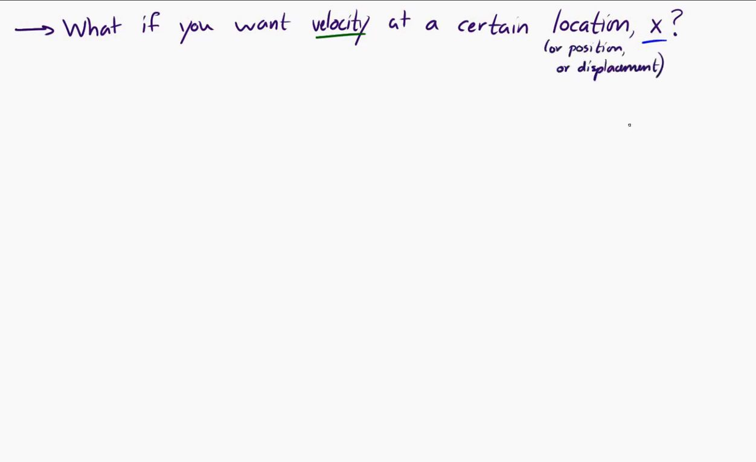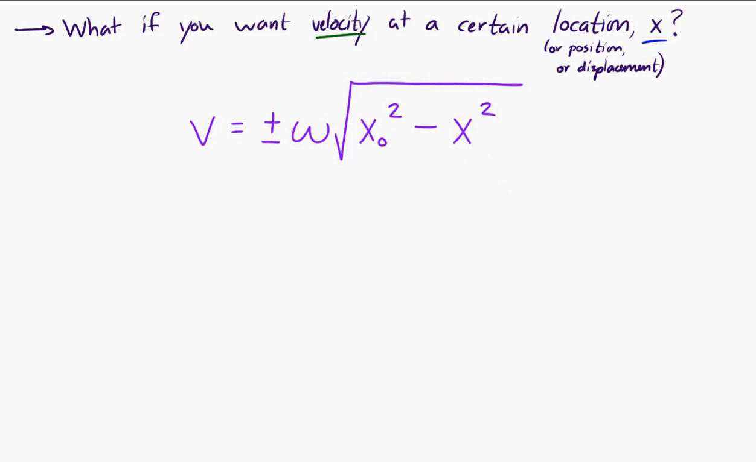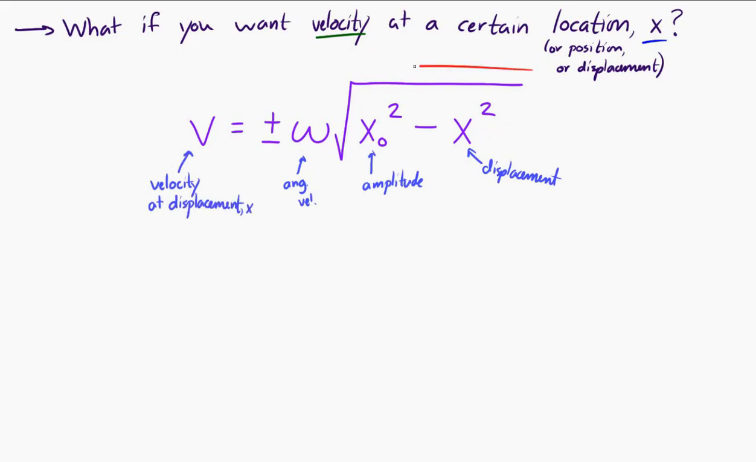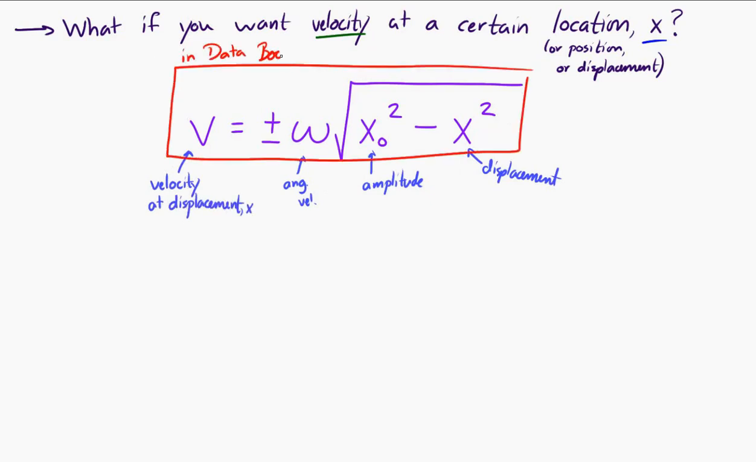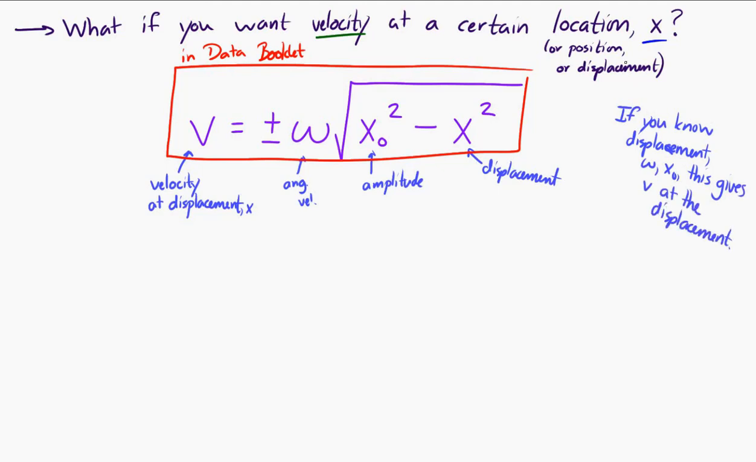I'm not going to derive it right now, but v is equal to plus or minus the angular velocity times the square root of amplitude squared minus displacement squared. All right, so it seems like that comes out of nowhere, and there's a little bit of thinking we've got to do here. So if you know the displacement from equilibrium, and you know the amplitude, and you know the angular velocity, this equation tells you the speed at that displacement. Now there's a plus or minus in there.